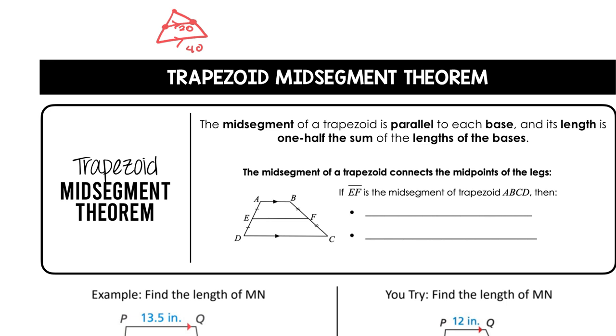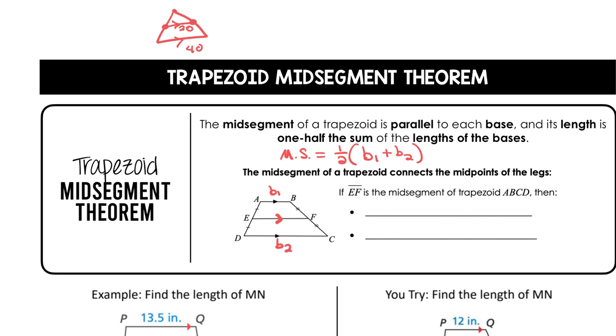So as you can read, it says the mid-segment of a trapezoid is always parallel to each base. So this is parallel to the top and bottom bases. And its length is 1/2 the sum of the lengths of the bases. Okay, so I'm going to write MS for mid-segment equals half the sum of the two bases. So base 1 plus base 2. It does not matter if you call the top one base 1 or base 2 or the bottom one base 1 or base 2. It really doesn't matter.